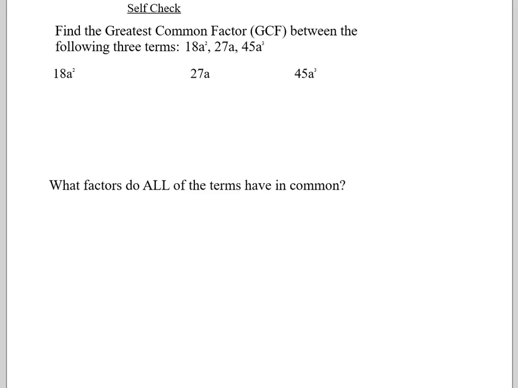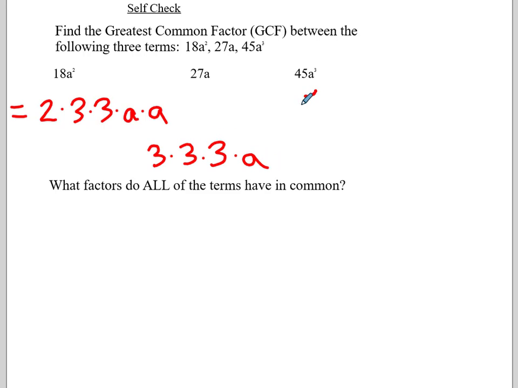Okay, and I'm going to jump ahead just because writing it all down here, if I do it in all the steps, it'll take a little bit extra time. So I'm going to go 2 times 3 times 3 times a times a. And again, I have a different comfort level than you, so that's totally okay. 27 is going to be 3 times 3 times 3 times a, and 45 is going to be 5 times 3 times 3 times a, and an a.